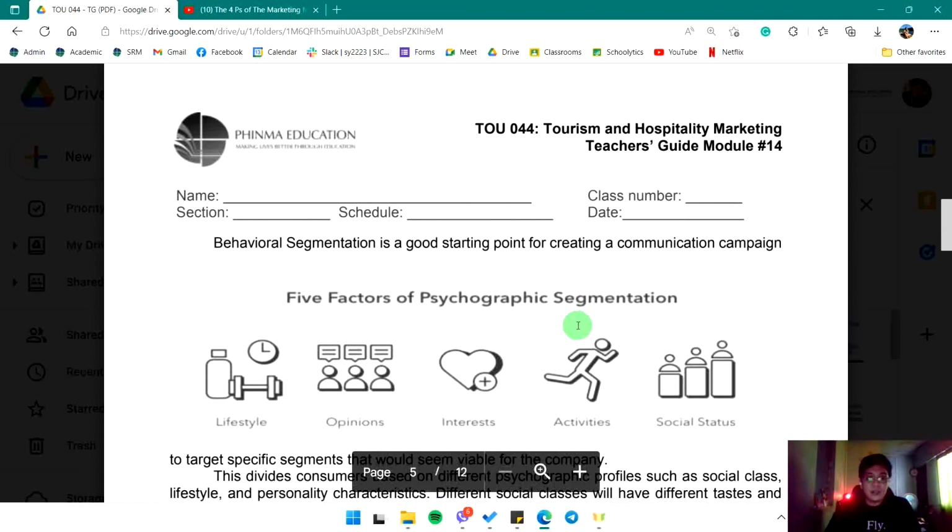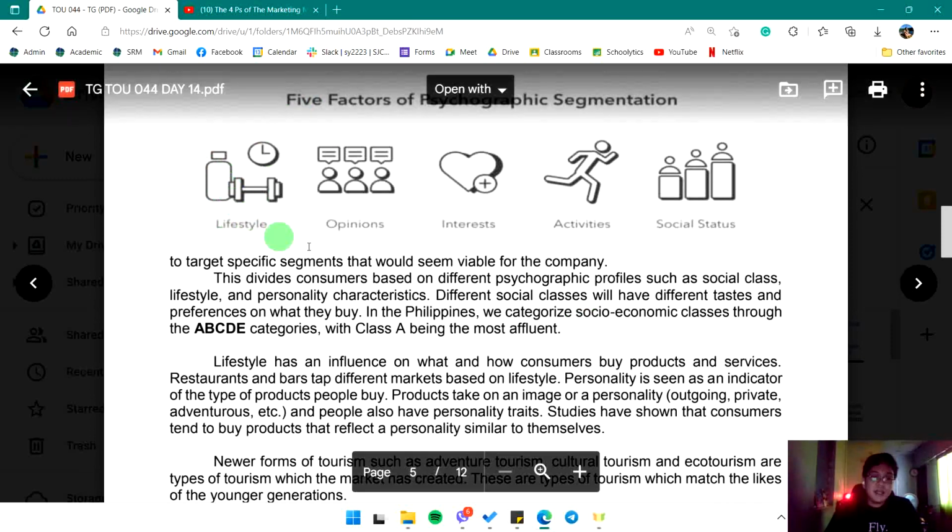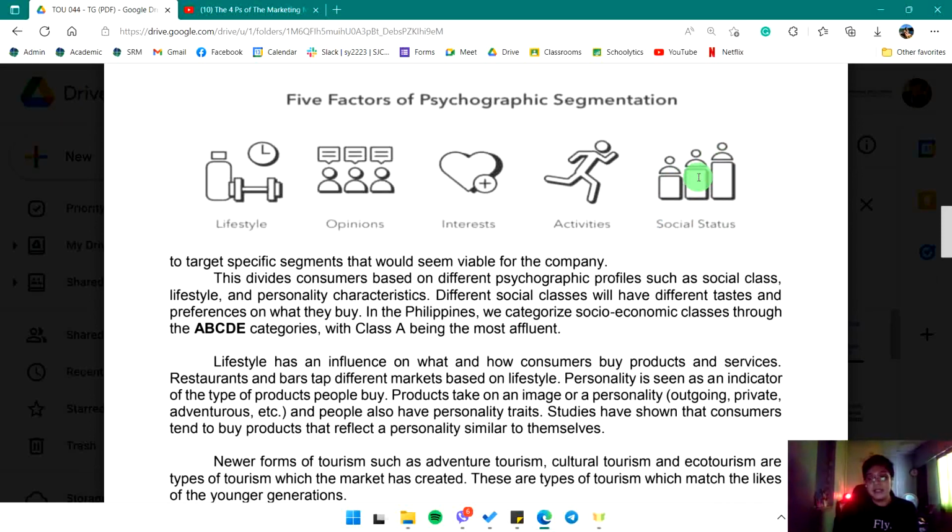Next is psychographic segmentation. We will segment our market based on how they think, based on their lifestyle, based on their opinions, based on their interest, very important, based on their activities, and based on their social status. So kung ano naman yung mga interest ng mga market natin, isi-segment natin sila on a specific group. And we will segment the market based on different lifestyles, different opinions, the different interests, and so on and so forth. Majority ang hinahanap natin dito.